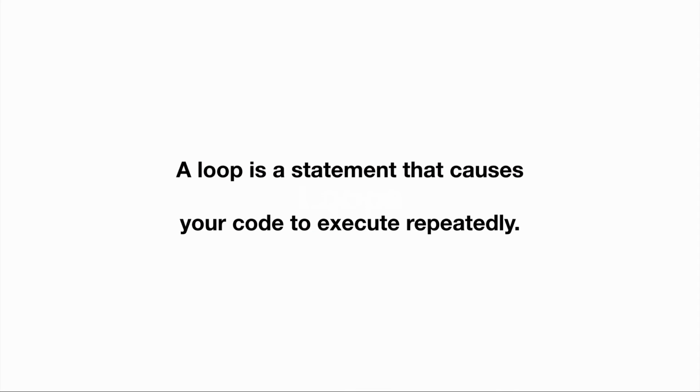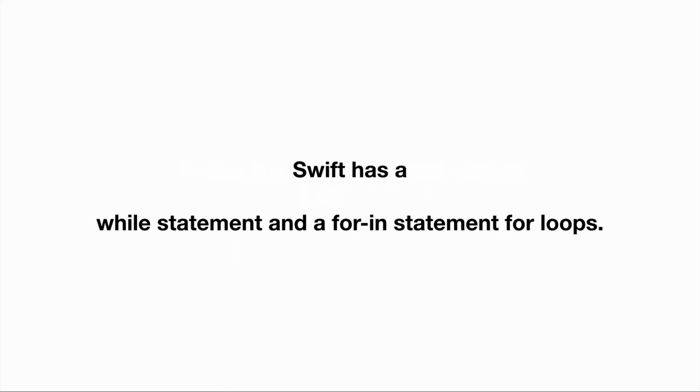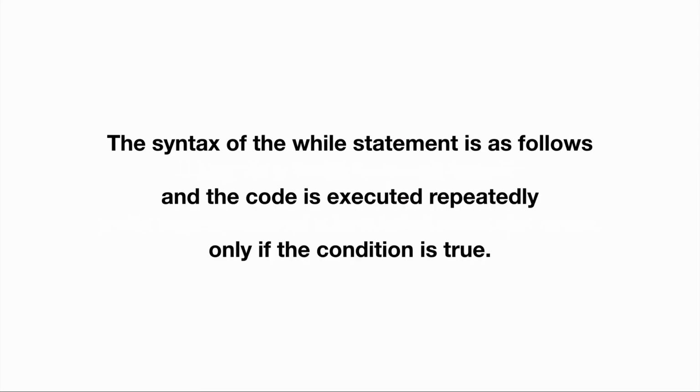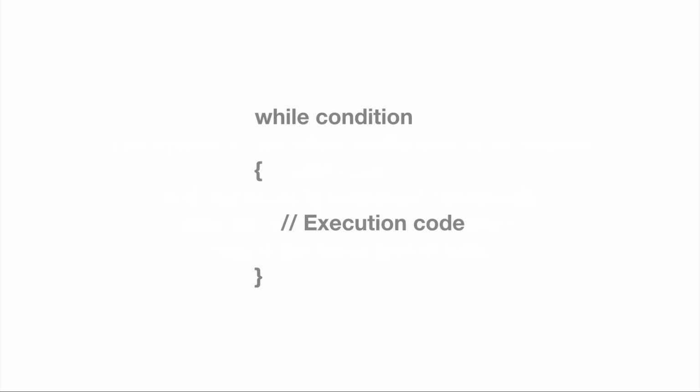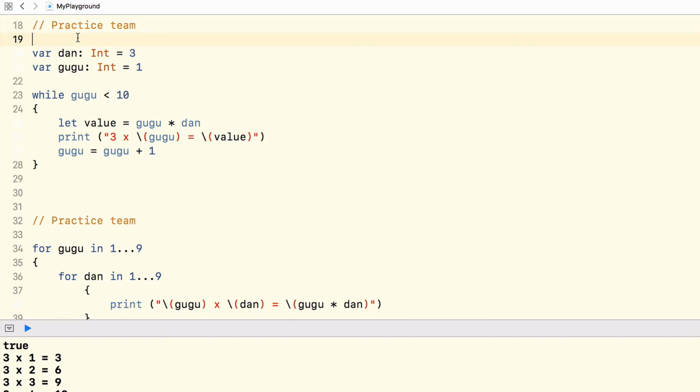A loop is a statement that causes your code to execute repeatedly. Swift has a while statement and a for-in statement for loops. The syntax of the while statement is as follows, and the code is executed repeatedly only if the condition is true. We'll have a look at an example of a while statement.